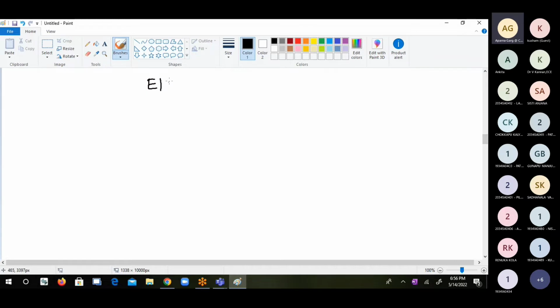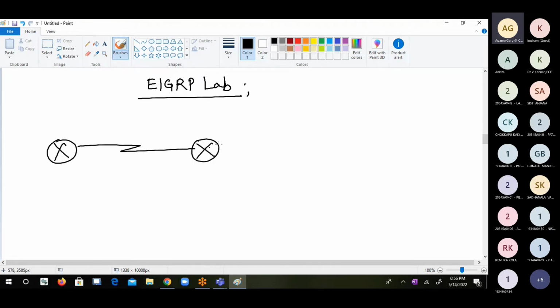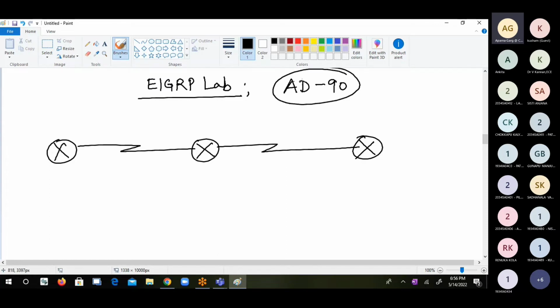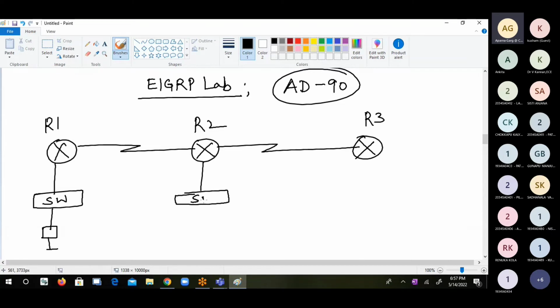Coming on to the EIGRP lab. Take 3 routers just like you have taken in RIP. The most important thing which I forgot to tell you is its AD value is 90. And if you remember, the least AD value is preferred. So we are going to have R1, R2, R3. I always ask you to practice the subnetting part, but probably next class I will check your subnetting. Right?